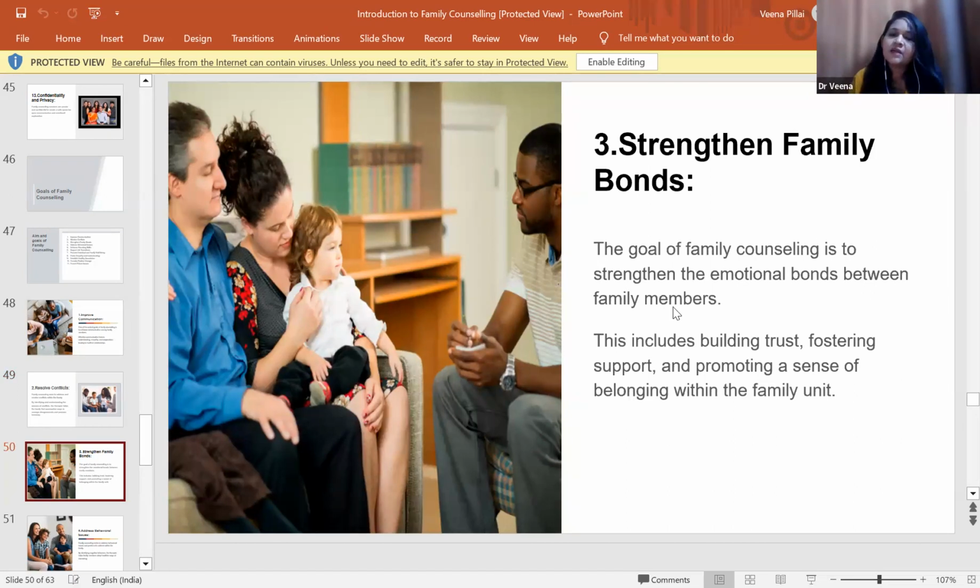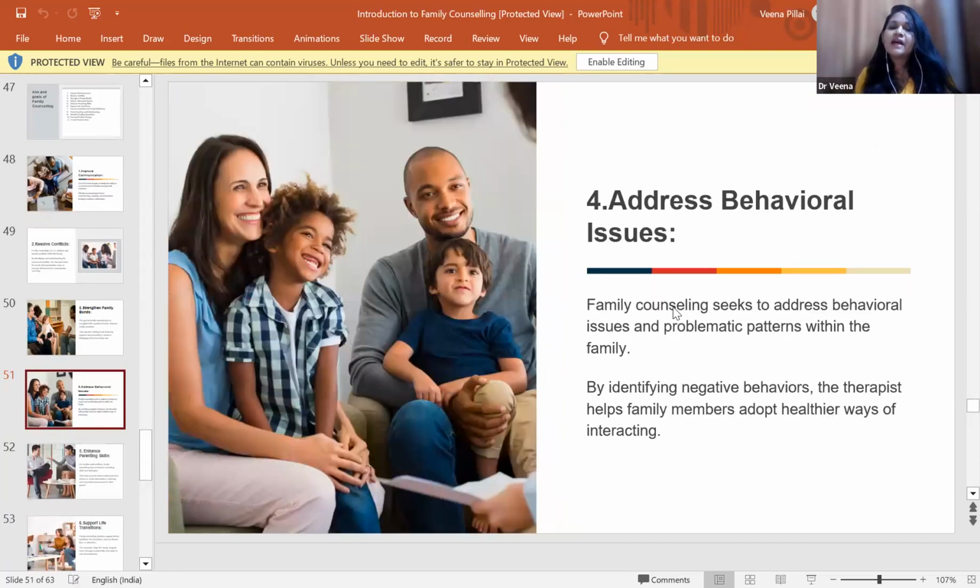So strengthen the bonds. Family counseling strengthens emotional bonds between family members. So this includes building the trust, or fostering the support, and also to have a sense of belonging within the family. Okay. And address behavioral issues.